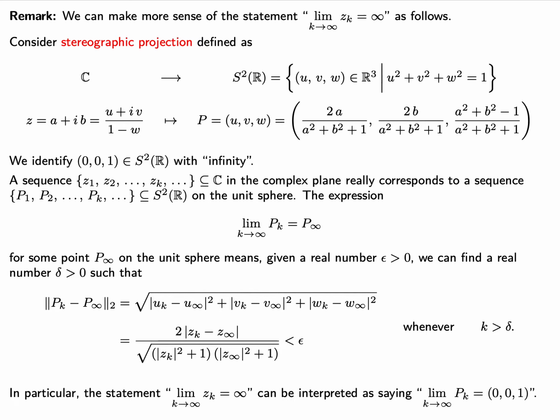That means the statement, the limit as k increases without bound of z sub k equals infinity, really can be interpreted as saying the limit as k increases without bound of the point p sub k should be the north pole 0, 0, 1.